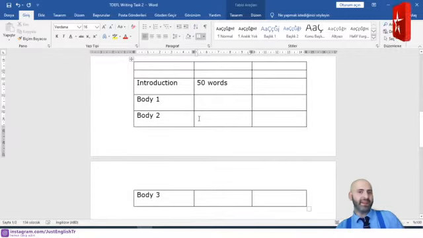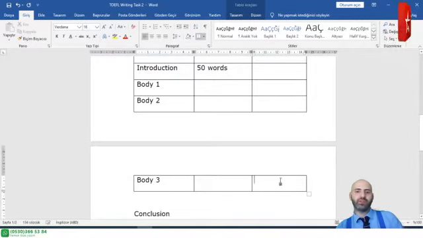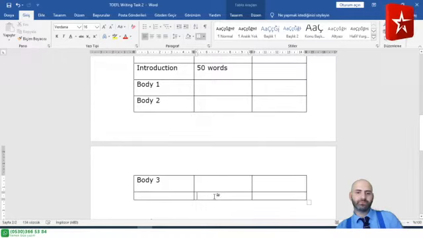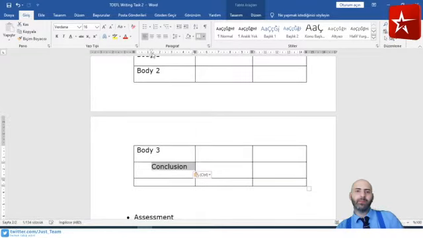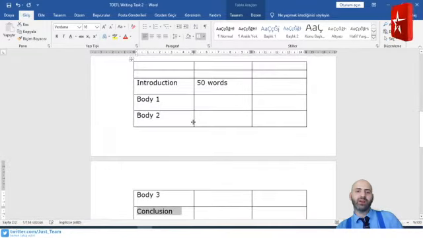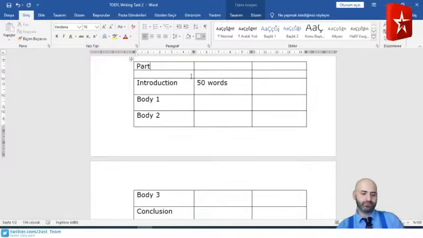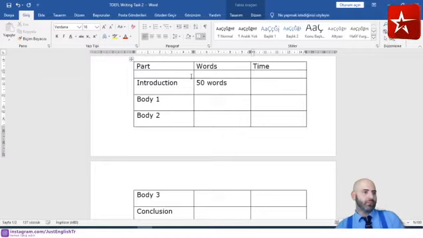And how many minutes do you think we should spend on the introduction paragraph? How many minutes should we spend on the introduction paragraph, guys? Tutku says 3 minutes, and I can agree with Tutku. We can spend 3 to 4 minutes on the introduction paragraph.